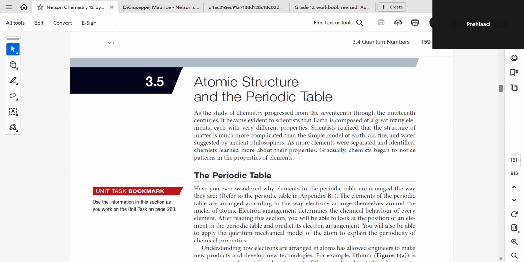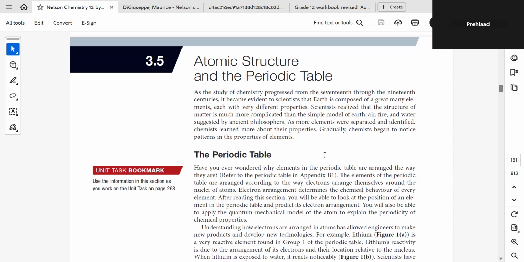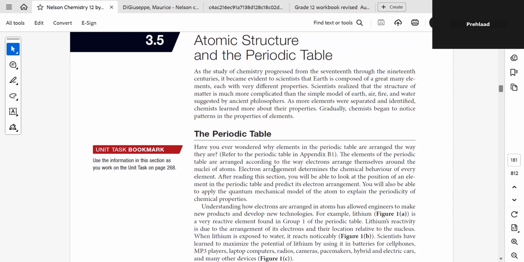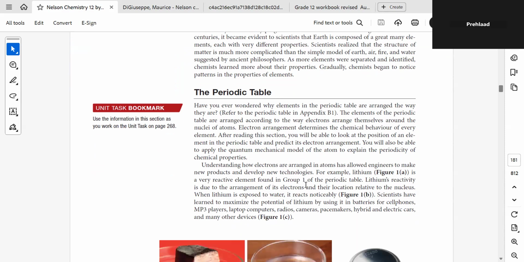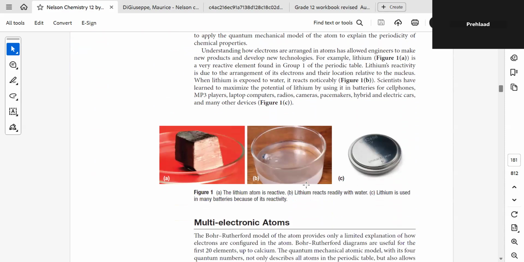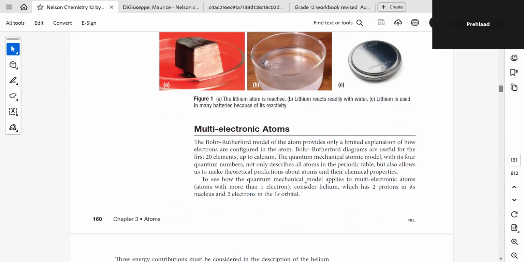Progress in the 17th through 19th centuries made it evident to scientists that Earth is composed of a great many elements with different properties. So basically, the crux of this information is that in your periodic table, the elements are organized as per their atomic number.